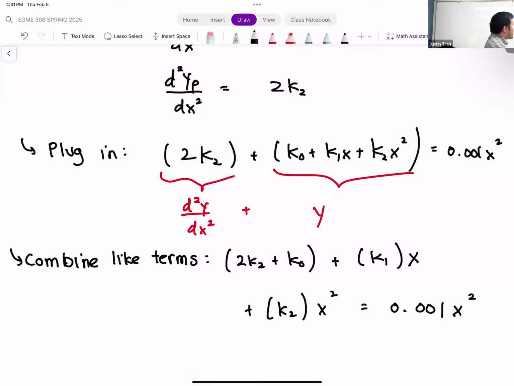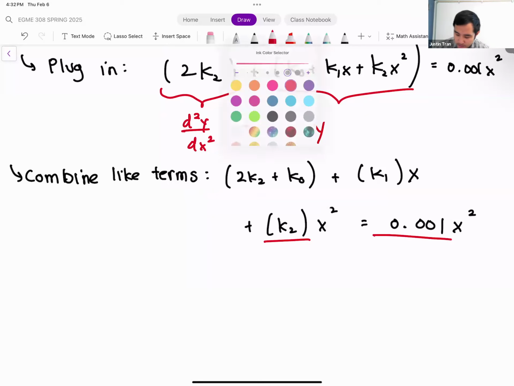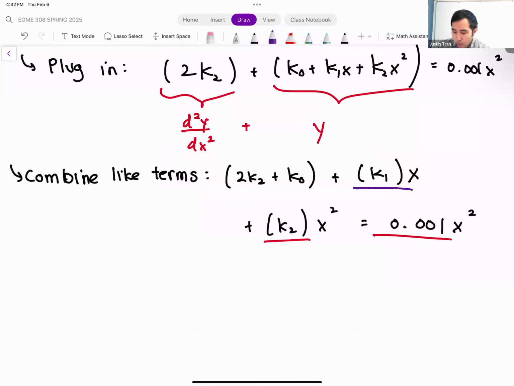Okay, and so now that we have this relationship, we can just use the equation here to solve for the coefficients. First thing we notice is that there's only one term with x squared here, right? And so in order for this equation to be satisfied, K2 must be 0.001. Next thing that we notice is that there's only one term here on the left-hand side that's multiplied by x, but on the right-hand side, there's nothing, right? So K1 here must be 0 as well.